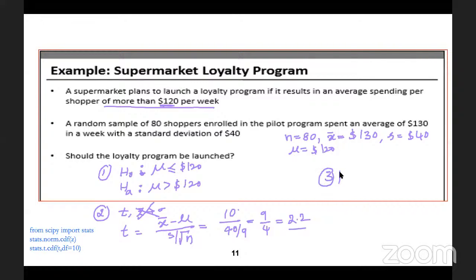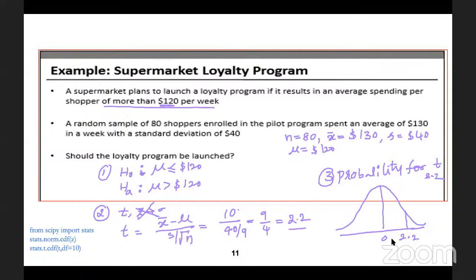So find the probability value for T. So what is the T? 2.2. Now we have to find out the probability value to the right of 2.2. So this is the T distribution with 0 at the center, and 2.2 I can mark here somewhere. Now we have to find out this area. So how much is the area? We have to use this command to find out that area.